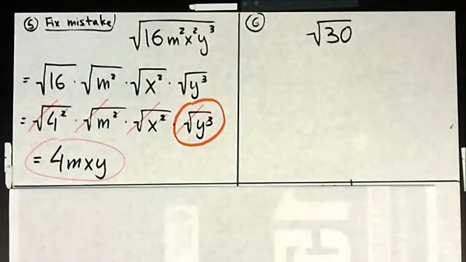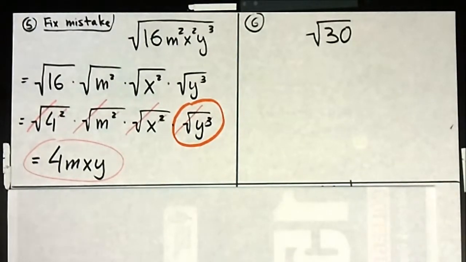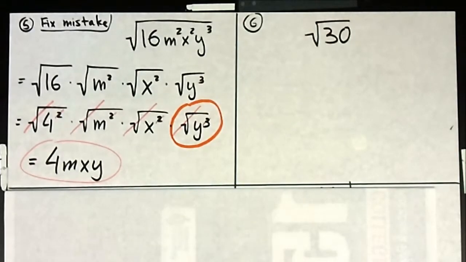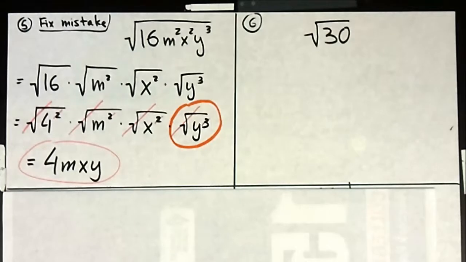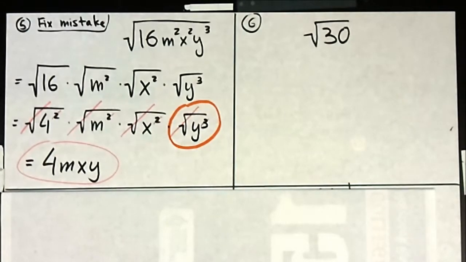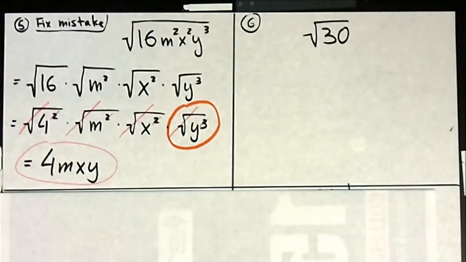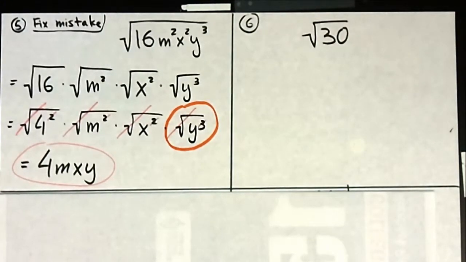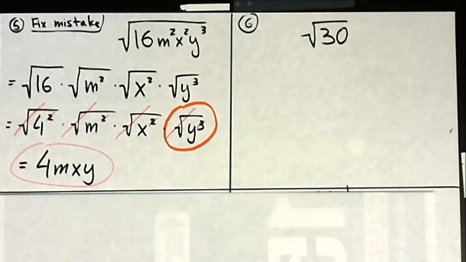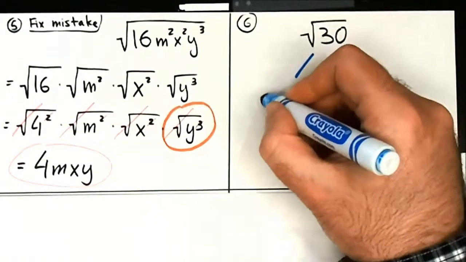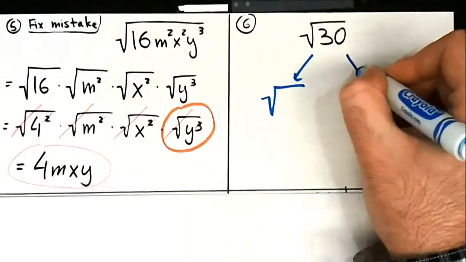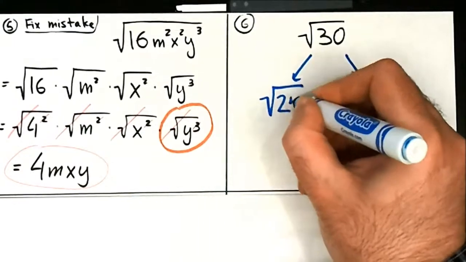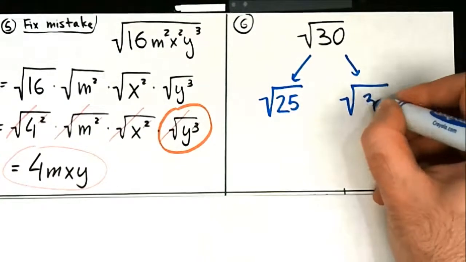Alright, let's take a look at 6. Number 6 was our first estimate your root problem. So 30 is not a perfect square. So you have to find 2 perfect squares, one right below, one right above. So what are the 2 perfect squares? One right below 30, one right above 30. Well, the one right below it is 25. The one right above it is 36.